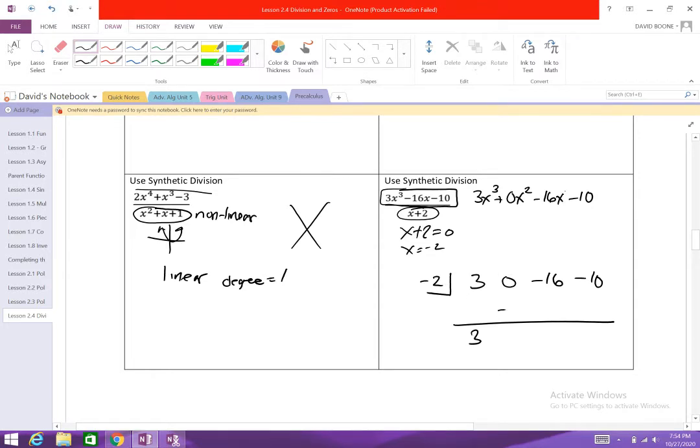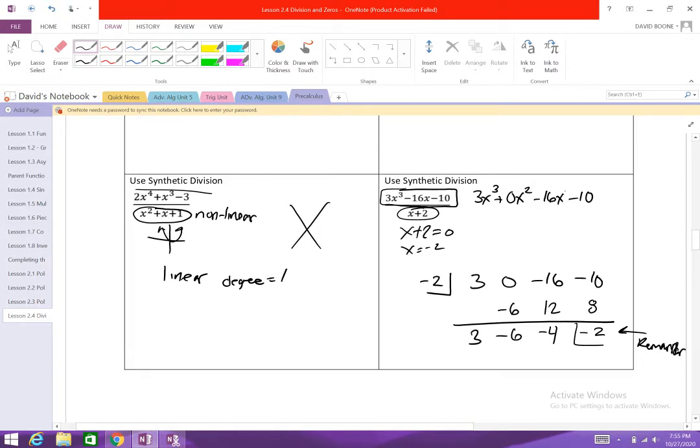-2 times 3 is -6. And we just add those. That gives me -6. -2 times -6 is a +12. Add those, gives me -4. -2 times -4 is a +8. And we've got -2. So I'm going to kind of box that last one there, because this piece here is going to be my remainder.